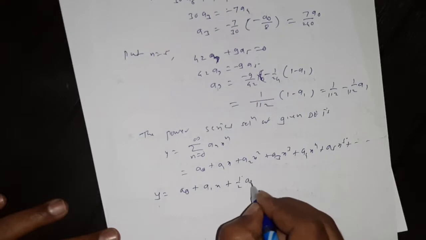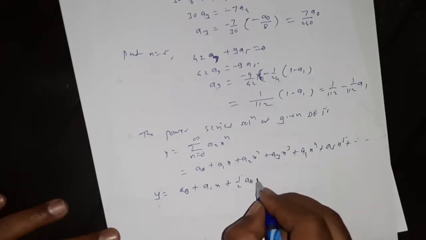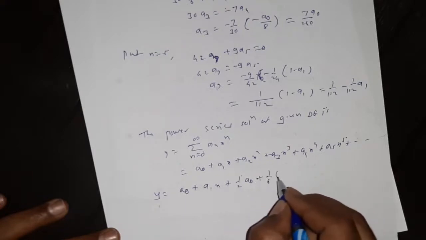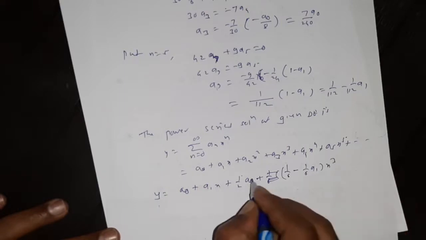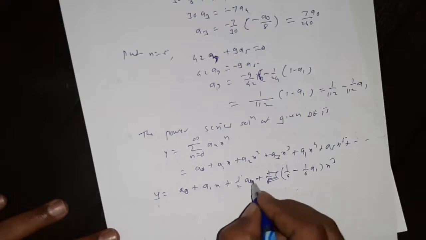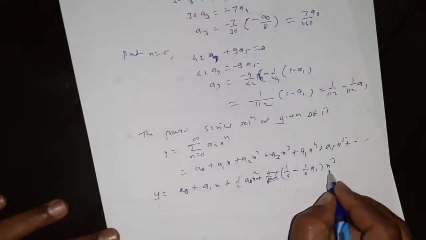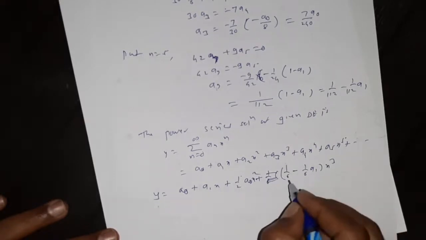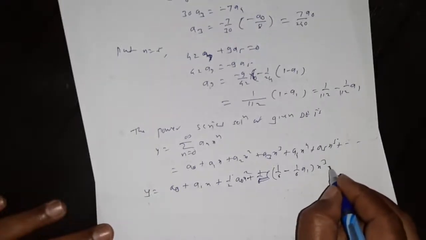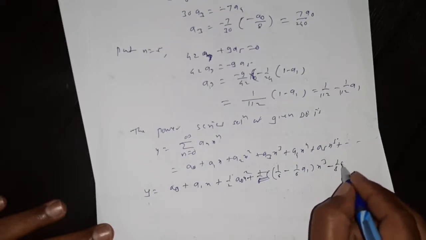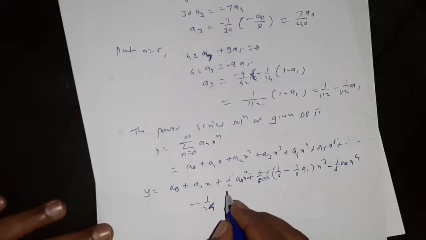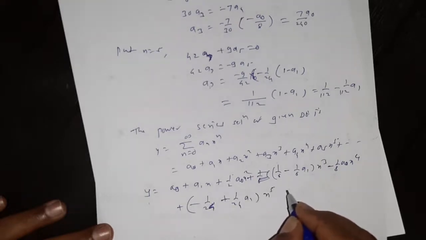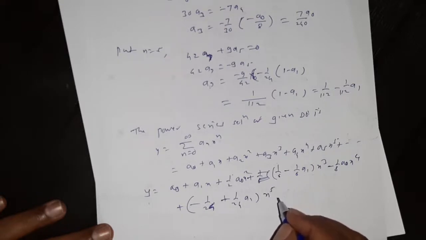a2 is a0 by 2, 1/2 a0. The value of a2 plus a3 is 1/6, minus 1/6 a1 x^3, there is a0 x^2, then 1/6 minus 1/6 a1 x^3. The value of a3 plus the value of a4 minus 1/8 a0 x^4, minus the value of a5, minus 1/24 plus 1/24 a1 x^5, x^4.